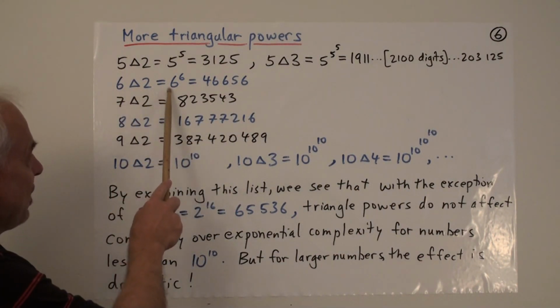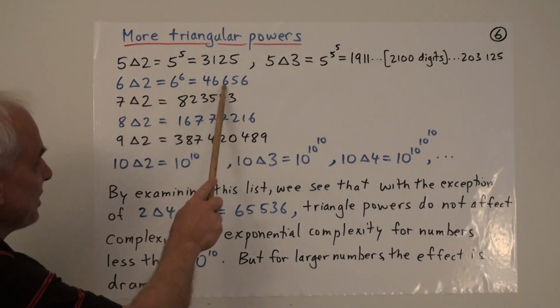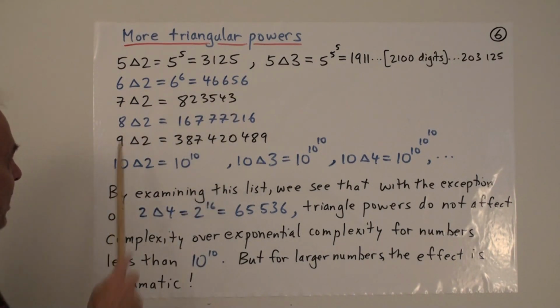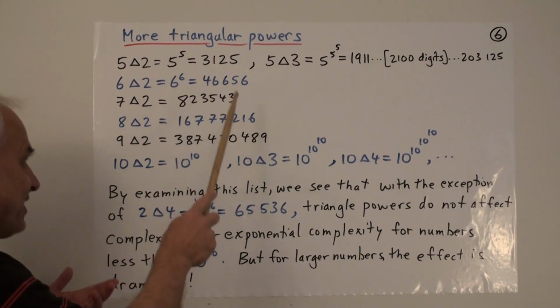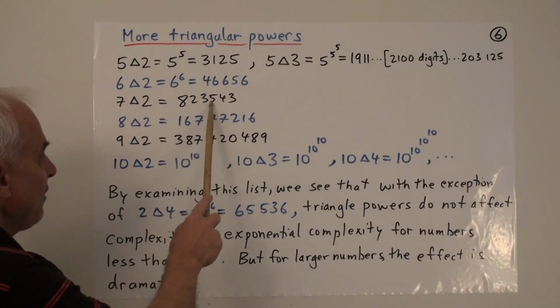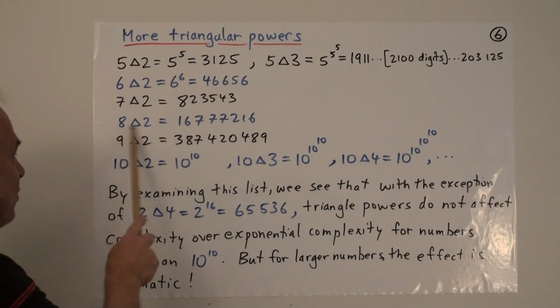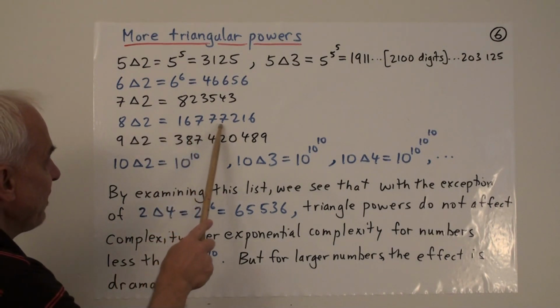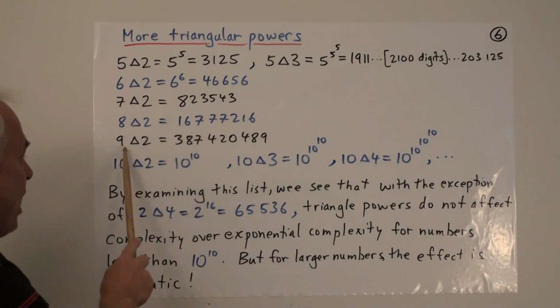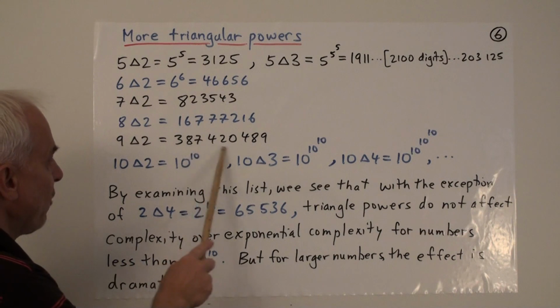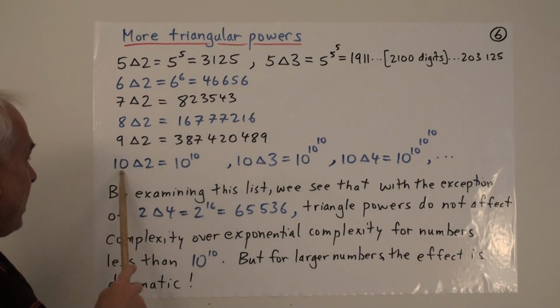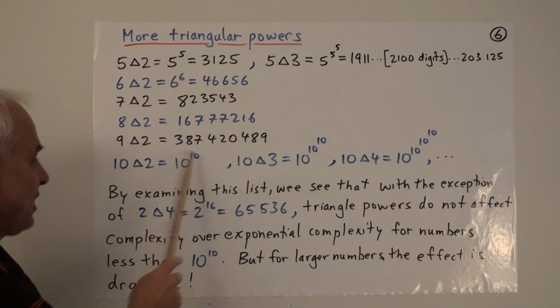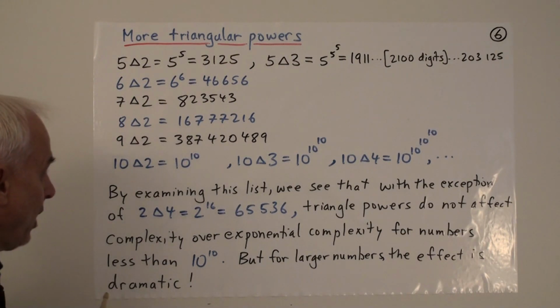6 triangle 2, otherwise known as 6 to the 6, is 46,656. 7 triangle 2, 7 to the 7, is 823,543. 8 triangle 2 is 16,777,216. 9 triangle 2 is 387,420,489. And 10 triangle 2 is 10 to the 10, or 10 billion.